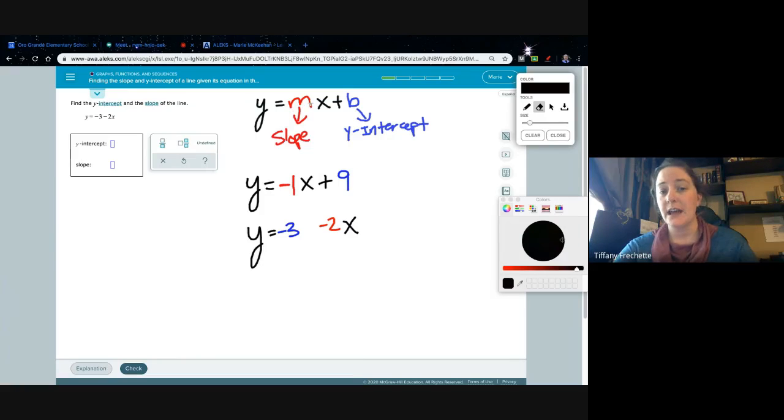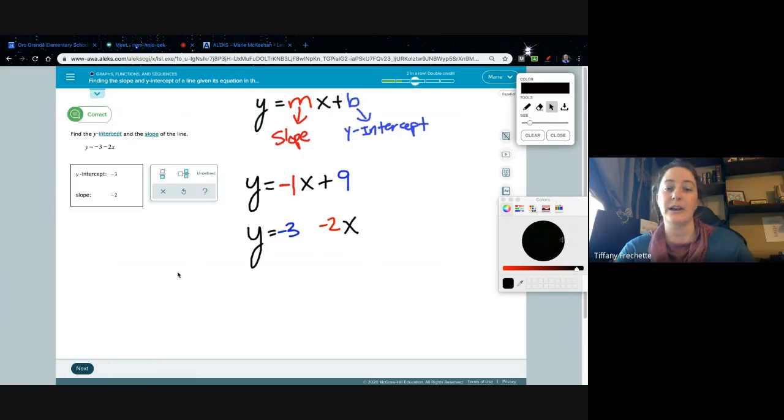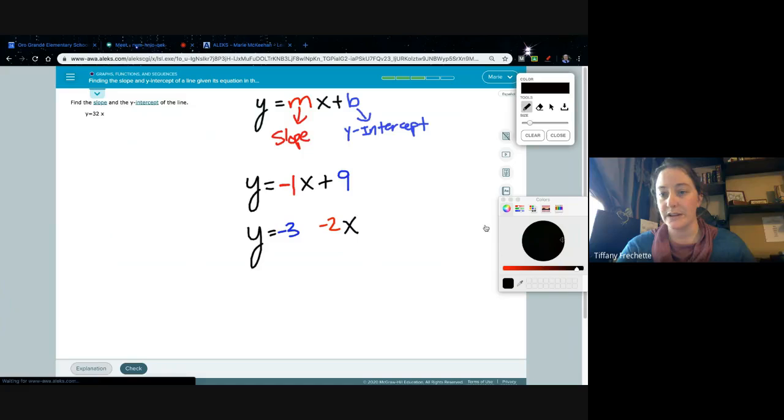We're still looking, m is next to the x, which I put in red here. So m is negative 2, which is our slope. And then the number that's being added or subtracted that has no x next to it, that's our y-intercept. So even though they're out of order, it still works exactly the same. We're grabbing the number next to the x, that's our slope, and the number that's being added or subtracted is the y-intercept. Okay, one more of these.